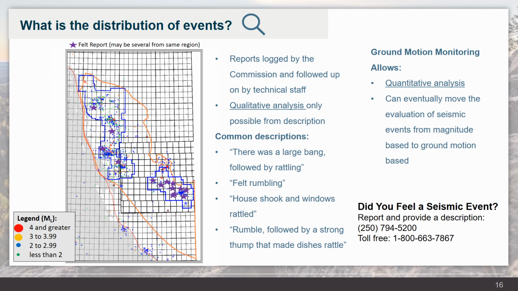The map on the left shows the Montney Trend outlined in orange, and the blue polygons within the Montney Trend represent areas that require additional ground motion monitoring. This requires the deployment of strong motion sensors when fracturing activities occur, and allows for the quantitative analysis of the intensity of any events experienced. If you believe you have experienced an event, please let us know by using the contact info provided on the slide.